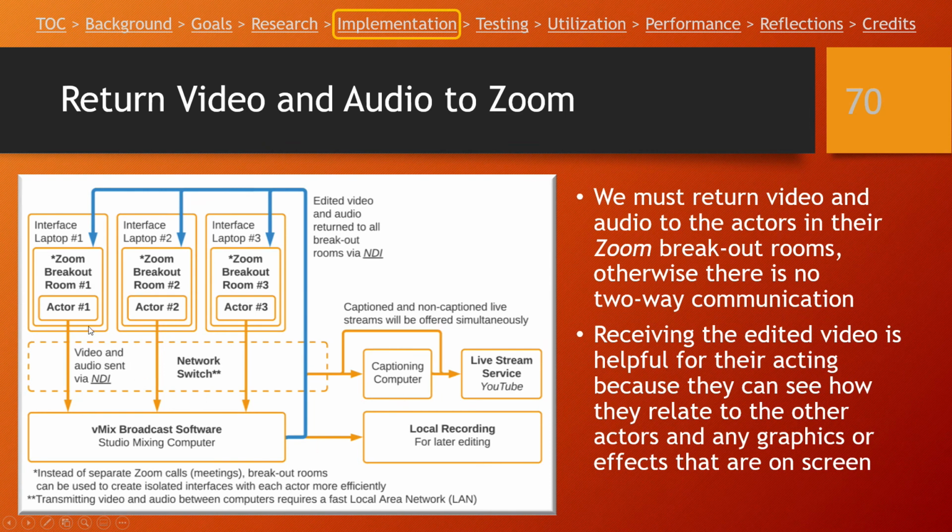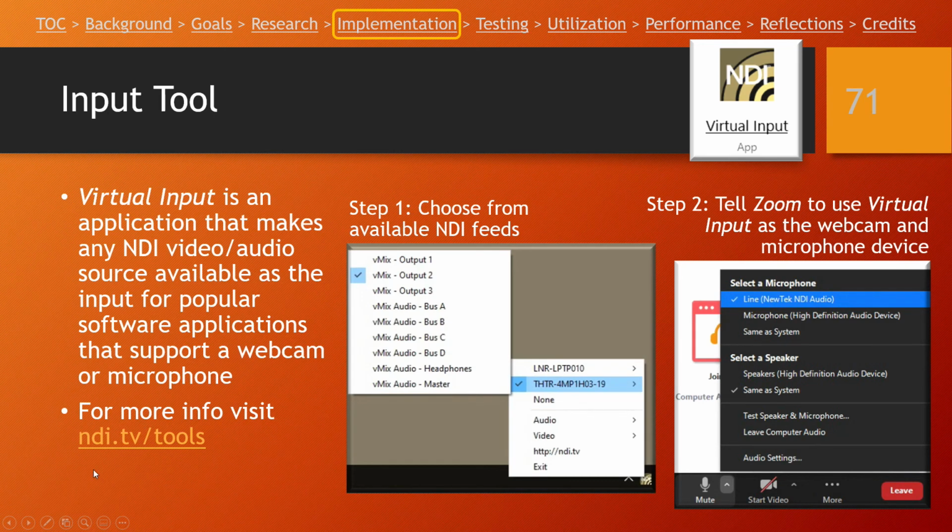Okay, so we've captured our audio and video from the computer, the interface laptops. Now we need to get it back to the interface laptops and back into Zoom. So how do we do that? Similarly, a very simple free software tool. This one's called Virtual Input. It's an application that makes any NDI video or audio source available as an input for any program that supports a webcam or a microphone.